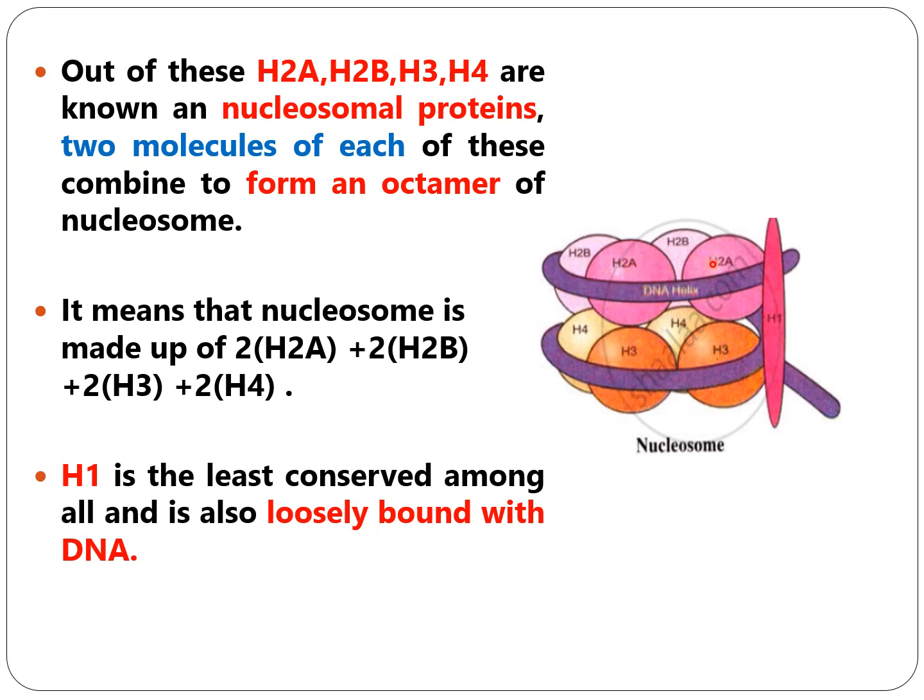You can see that there are repeated units, 2 units of H2A. This is H2A, these two. This one is H2B. This is also H2B. And this is H4. This is also H4. And this in orange is H3, and this is H1, and the purple one is the DNA helix. Here the nucleosome is made up of 2 H2A, 2 H2B, 2 H3 and 2 H4, whereas H1 is present only once and it is loosely bound with the DNA.